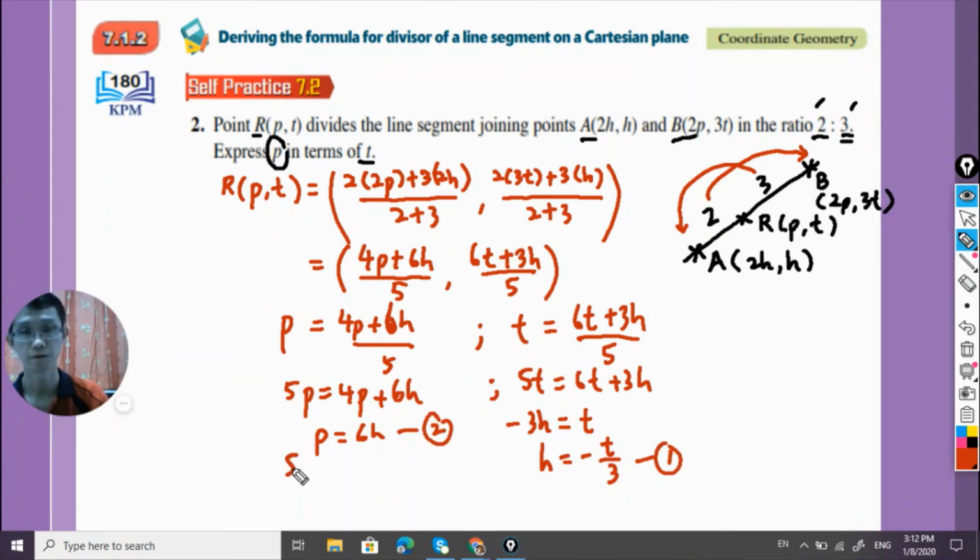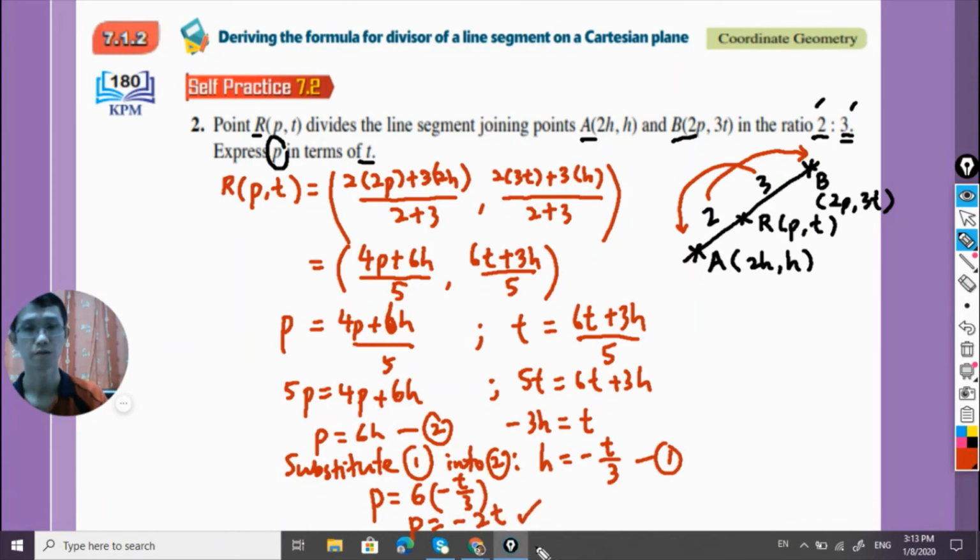So you substitute 1 into 2. You get p equal to 6 multiplied with negative t over 3, and finally you get p equal to negative 2t. And then you get the answer, p in terms of t. So that's how you get the answer.